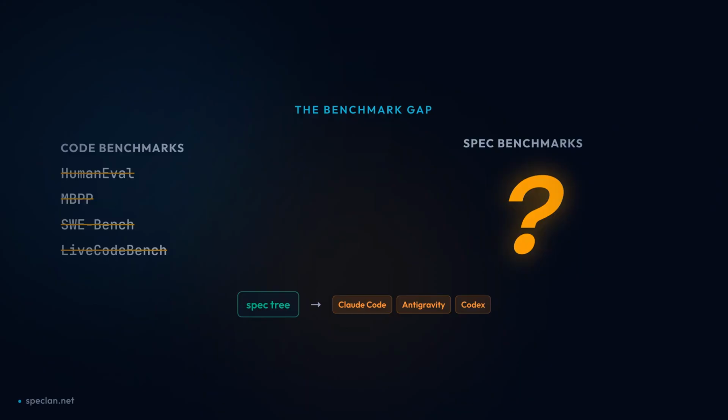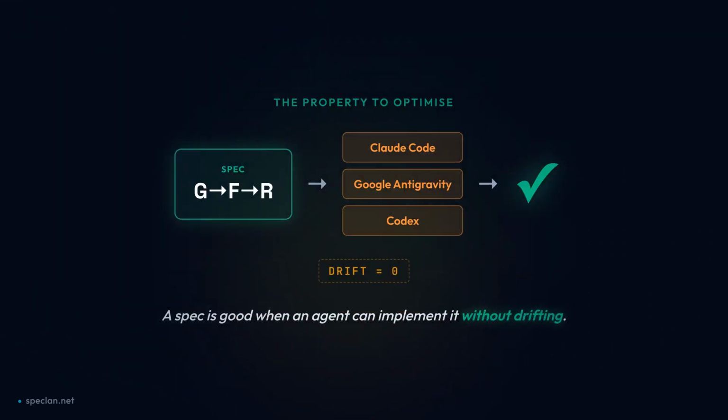Code benchmarks tell us which model writes the best Python function. They don't tell us anything about the specification that got the function shipped. The upstream half of agentic delivery, the part where a brief becomes a spec and the spec becomes a prompt for your coding agent, has been flying blind. And that matters, because a downstream agent is only as good as the spec you hand it.